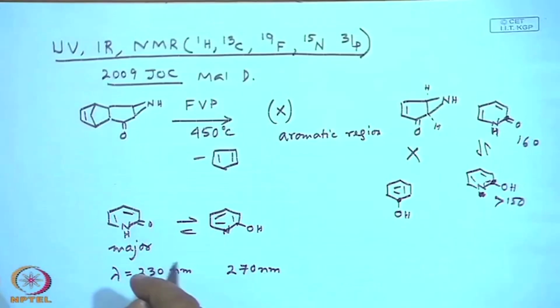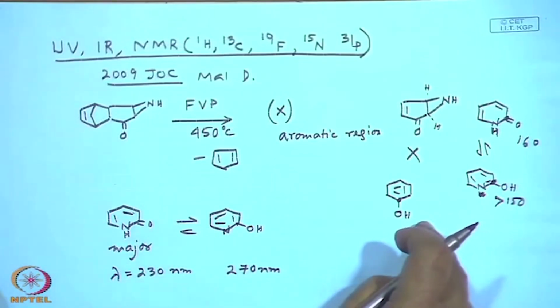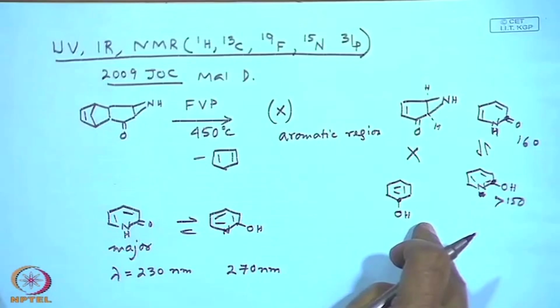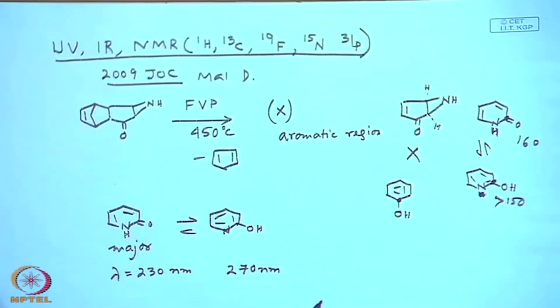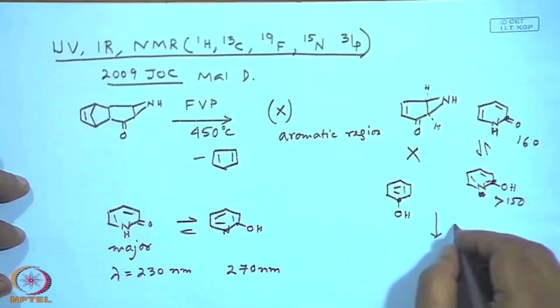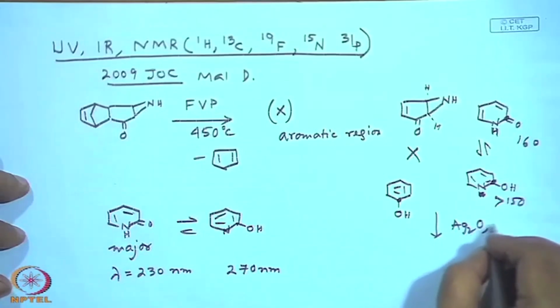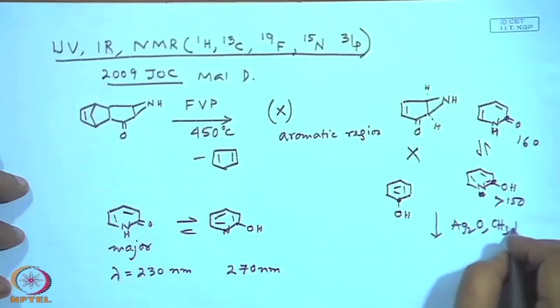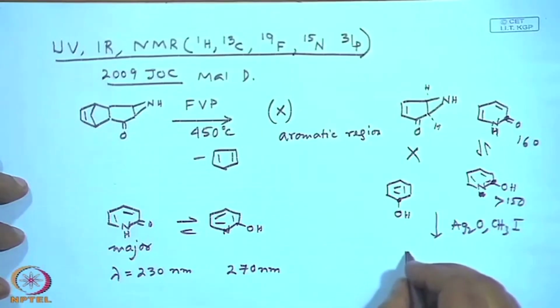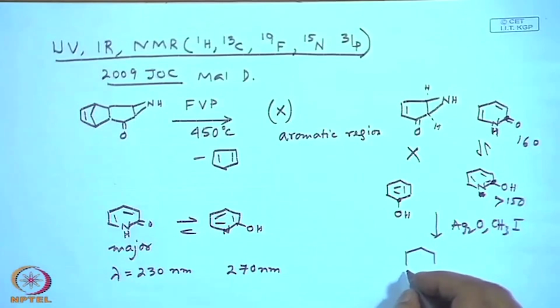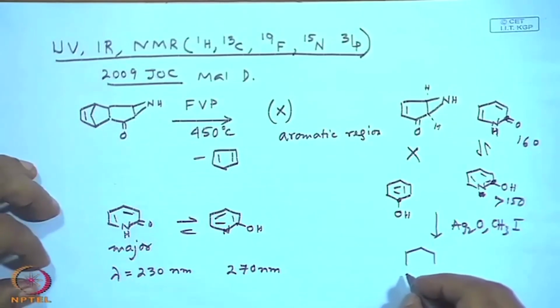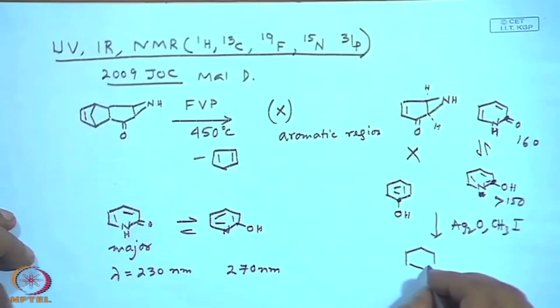But we have not established the structure of the product of the reaction, because it is a mixture. If it is a mixture, then actually you will have both 230 and 270. So, you have to have a pure compound. So, what we did, we reacted this mixture with silver oxide and methyl iodide, and eventually we locked this.